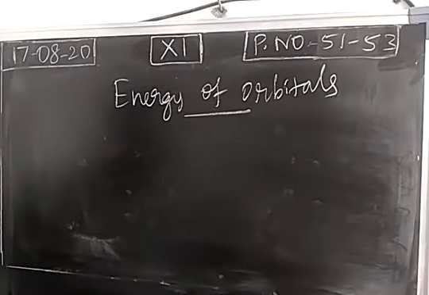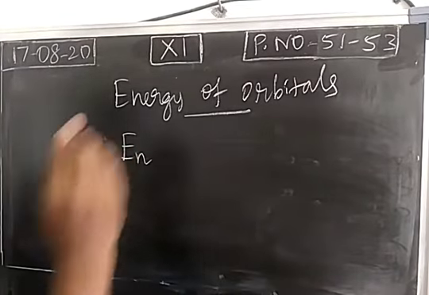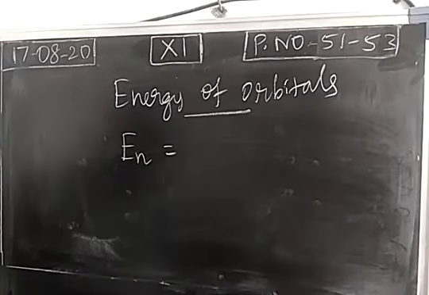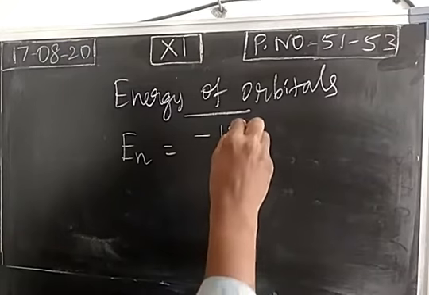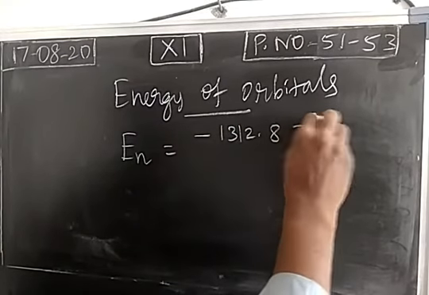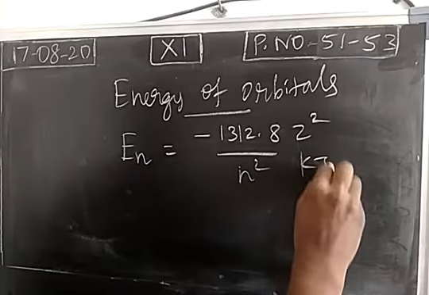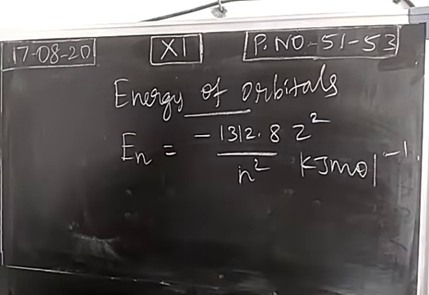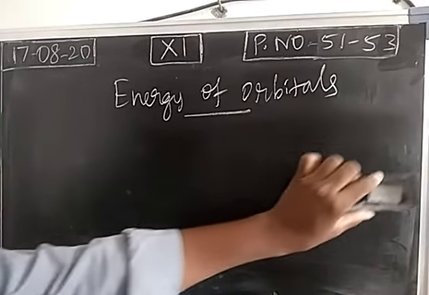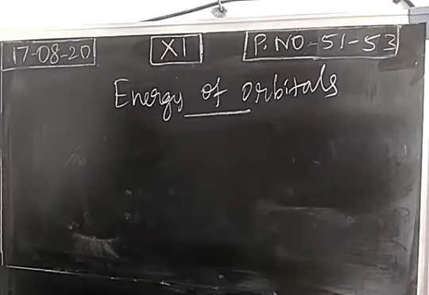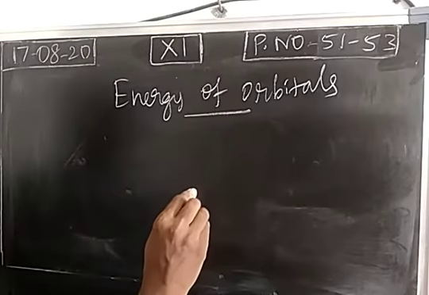So what about the energy of orbitals? We know that the energy of an electron in the nth orbit is given as minus 1312.8 Z square divided by n square kilojoule per mole. This is for one electron species like the hydrogen atom, and the energy of an electron mainly depends on the principal quantum number. So when the principal quantum number changes, energy will also change. When the principal quantum number increases, energy will also increase.